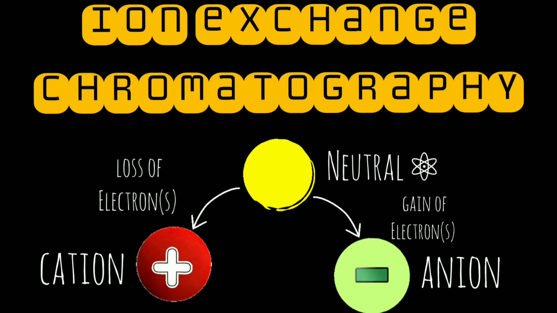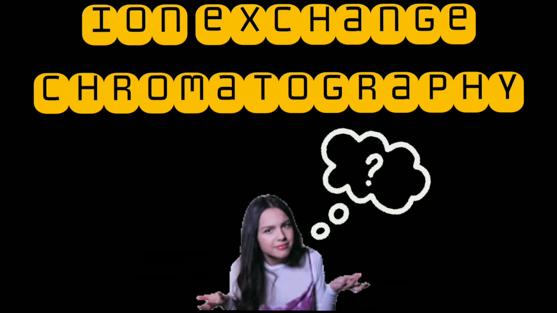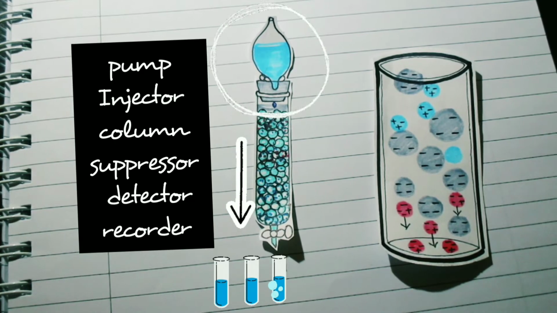We all know a particle, atom or molecule with a net electrical charge is an ion. Positively charged ions are cations and negatively charged ions are anions. Ionic analytes display reversible electrostatic interactions with a charged stationary phase. Now the question is, how is it done? Typically, ion chromatography instrumentation includes a pump, injector, column, suppressor, detector and a recorder or data system. The column is packed with a stationary phase consisting of a synthetic resin that is tagged with an ionic functional group.